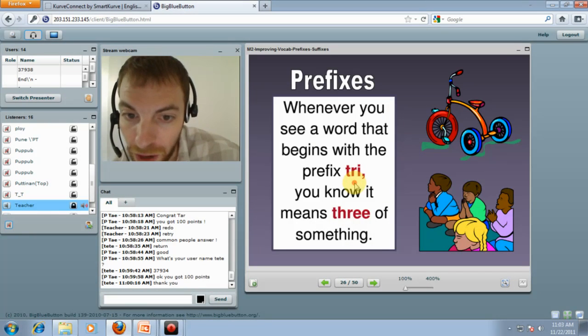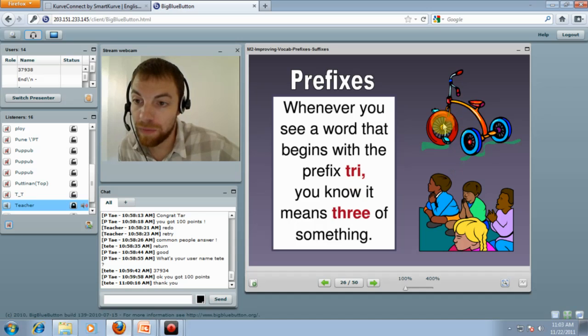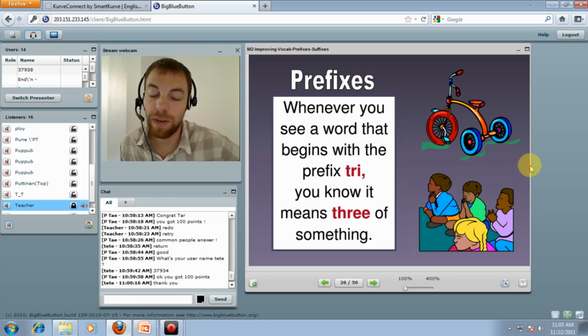So prefixes. Whenever you see a word that begins with the prefix tri, you know it means three of something. Very good. So here's a tricycle. Here's a triangle of students. Yeah, three.